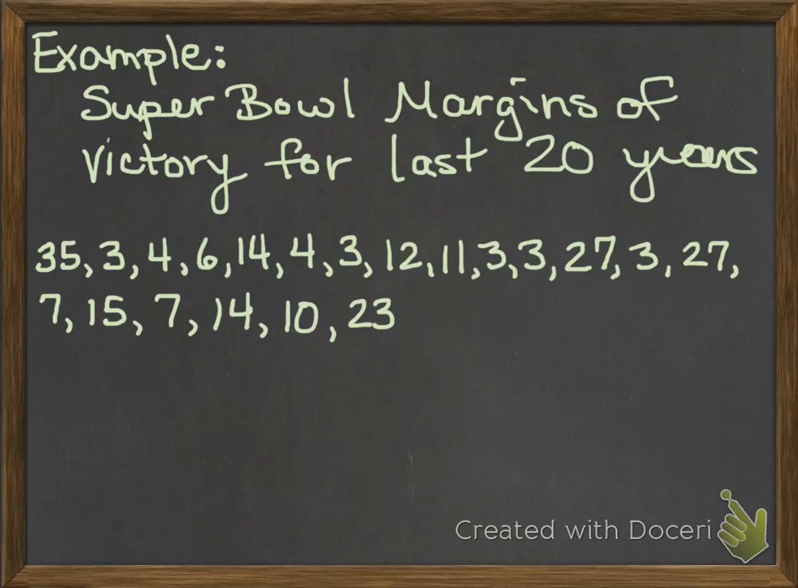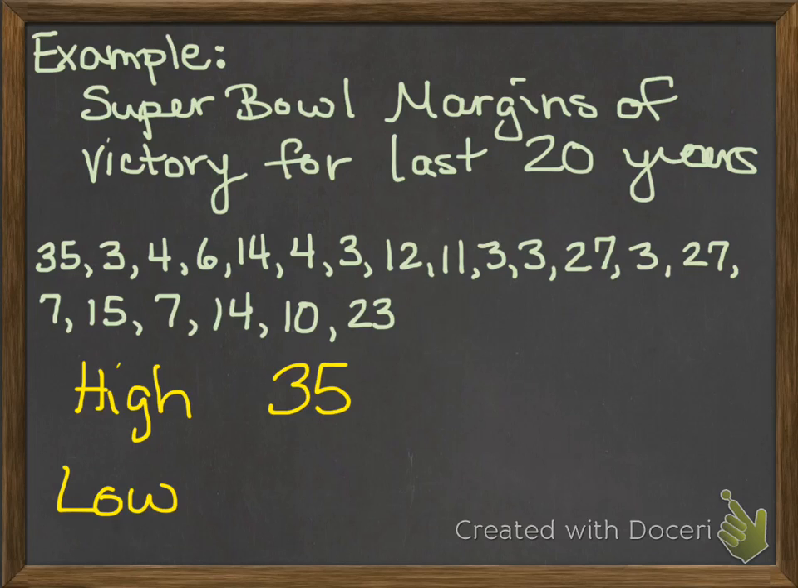So I went through the last 20 years of Super Bowl scores and figured out how much the winning team won by. And these are those amounts. We're going to put these into a frequency table. So again, the first thing that we want to do is look at our high and our low. Our high, unfortunately, was the Broncos' loss of 35. Our low, we had several years where the team won by only 3 points.